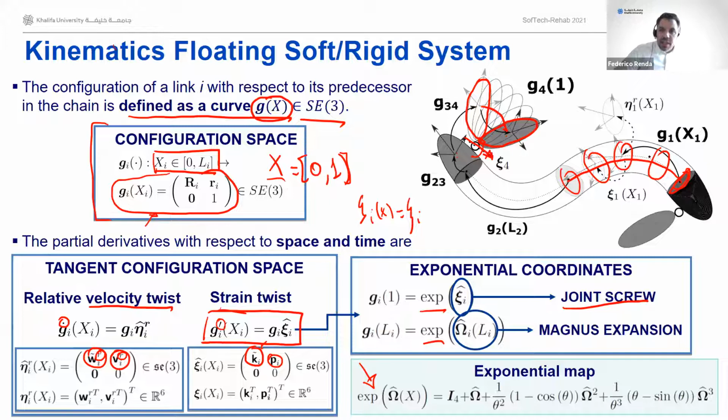While for the general soft case, the strain is not constant with X. Clearly, this can change from point to point. So in order to make this integration, we need to use what is called the Magnus expansion, which we will see later. For now, just think of it as a function of your variable strain. Okay, so we have introduced our exponential coordinates that are directly the joint screw for the rigid case and this Magnus expansion, or again, a function of the strain, for the soft link.